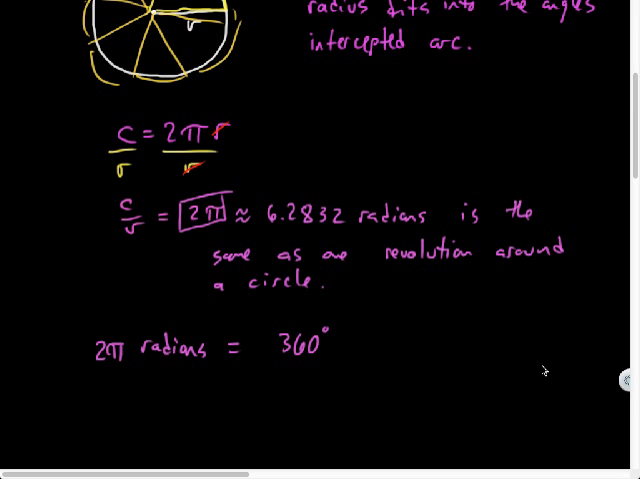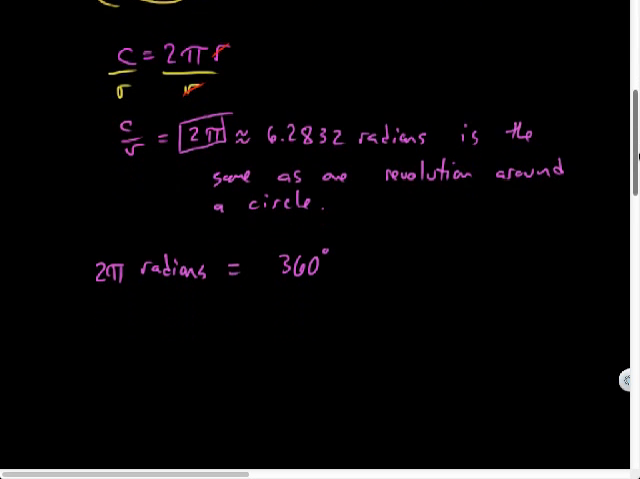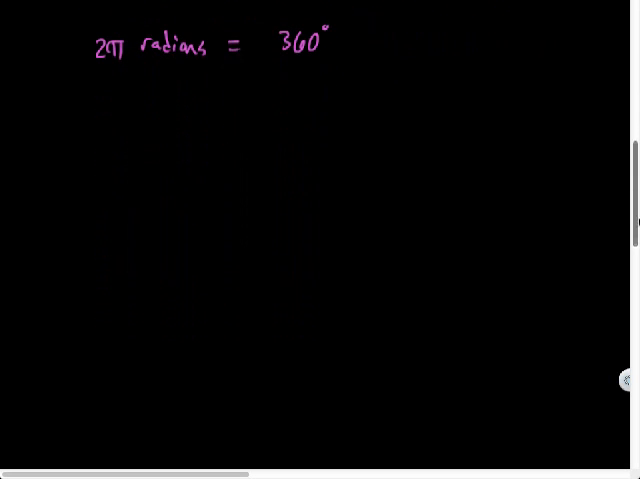So if I wanted to find out how much 1 radian is in terms of degrees, well, 2 pi radians is equal to 360. One of the things I could do with this equation, I suppose, is divide both sides by 2 first of all. But let's just say I divide both sides by 2 pi.